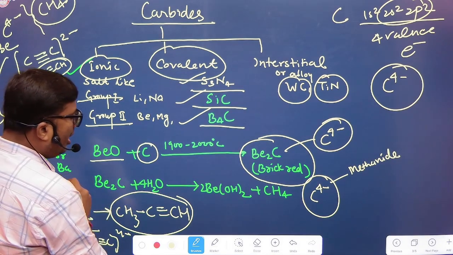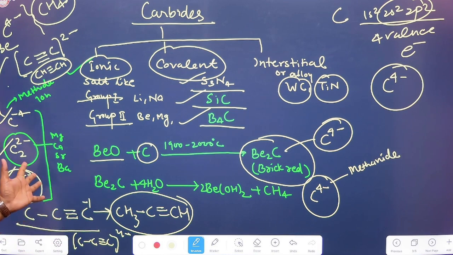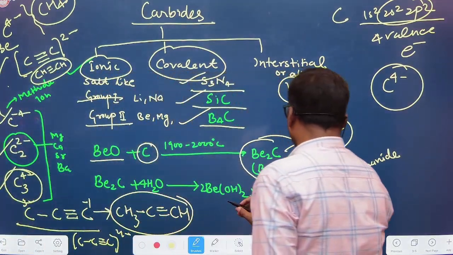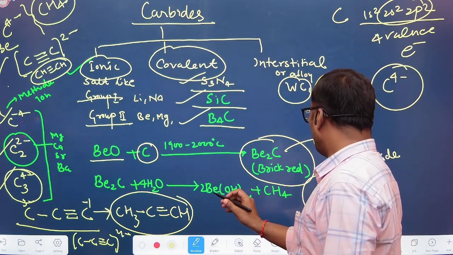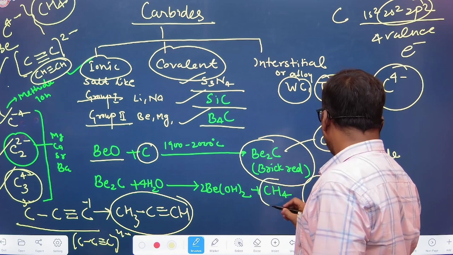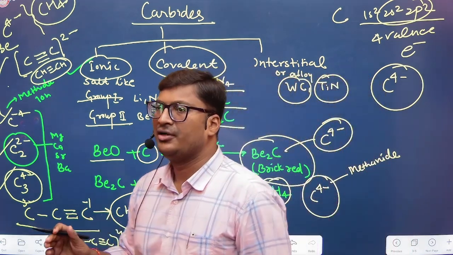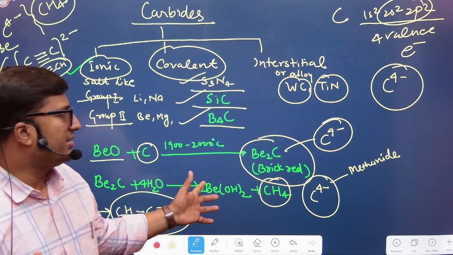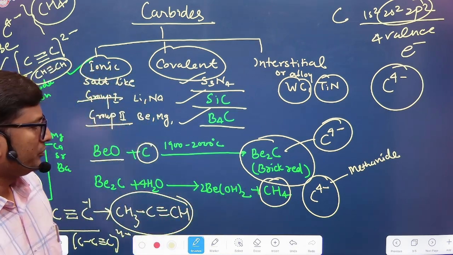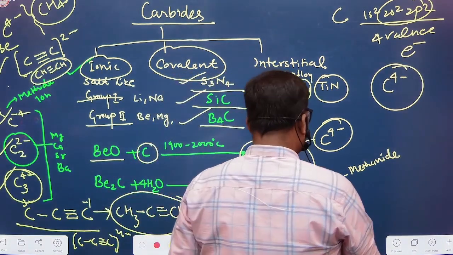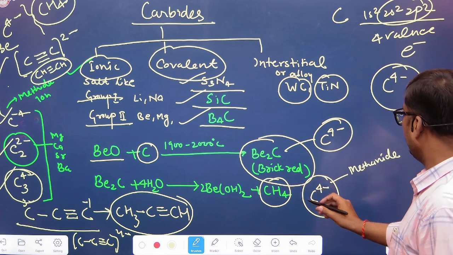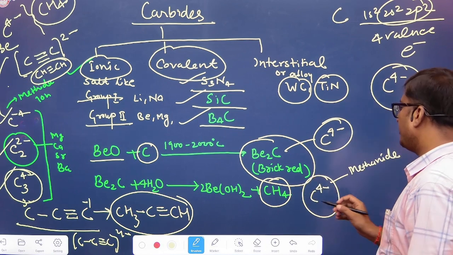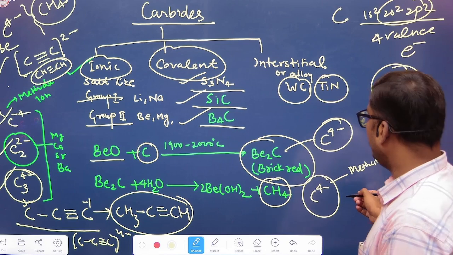Be2C, that is beryllium carbide, undergoes rapid or vigorous hydrolysis in the presence of water. Ultimately it forms 2 volumes of beryllium hydroxide and 1 volume of methane gas, right? Because of the production of the 1 carbon gas, that is methane gas, which after removal of all the hydrogens is converted into C4 minus, it contains carbide ions, that is methanide ions.